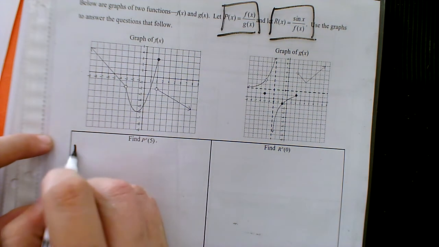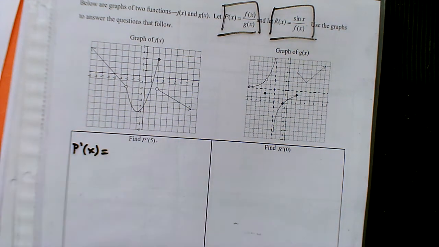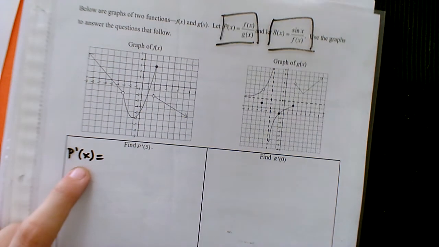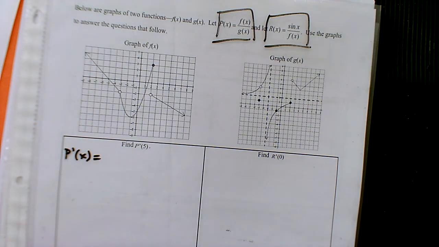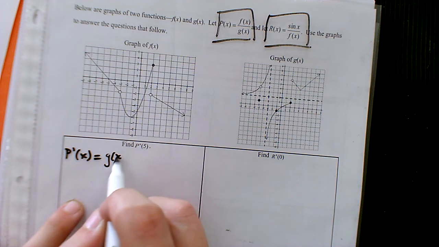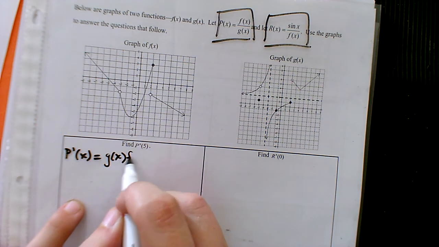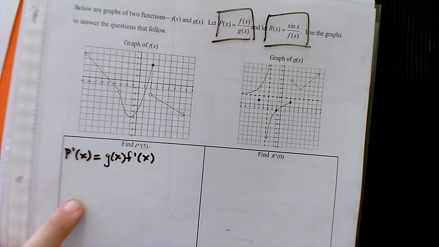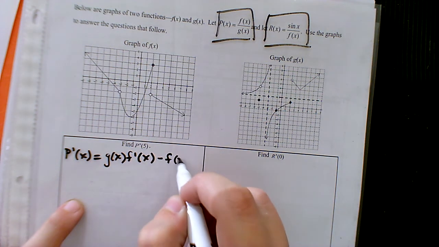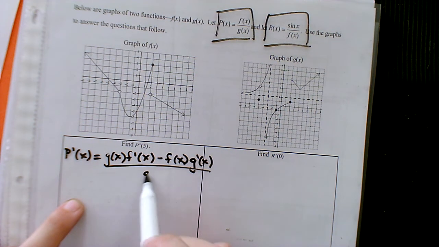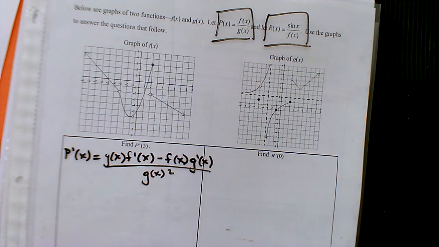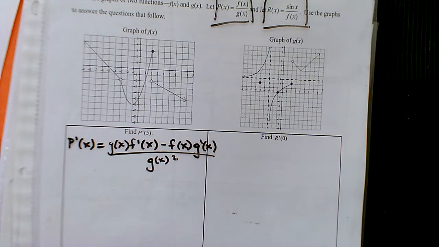So let's try to find p prime of 5. If we find the derivative first, we're then going to plug in 5 to see what the value might be. So our p function is at the top, f of x over g of x. If we applied the quotient rule process, we'll have low, which is g of x. D high would be f prime, minus high d low, and then we got to square the bottom. Low d high minus high d low, square the bottom, and away we go.